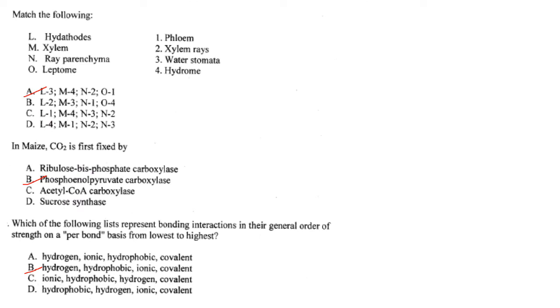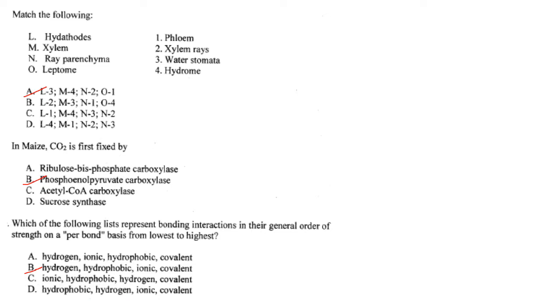So coming to the next question, it's match the following. Hydathodes are water stomata. Answer is L3. Then comes xylem. Xylem is for hydrome. Answer is M4. Ray parenchyma is xylem rays. N2. And leptome is phloem. O1. So answer is option A, that is L3, M4, N2 and O1.